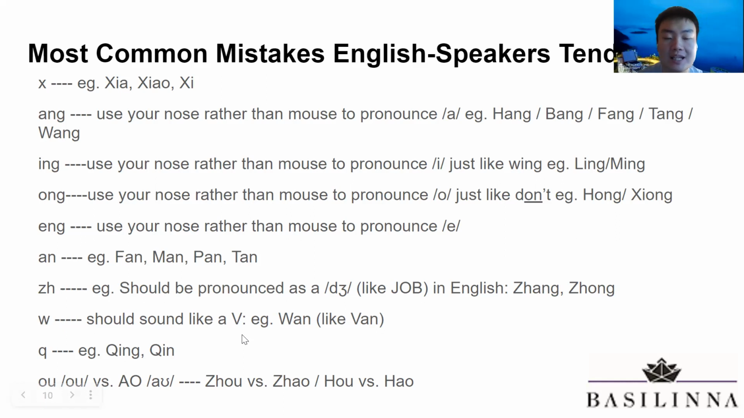And the last pair would be ou and ao. Okay, and there are some examples. The first one would be zhou. Second one, zhao. Could you hear the differences? Let me repeat it again. First one, zhou. Second one, zhao. And the next pair, the first one, hou. Second one, hao.